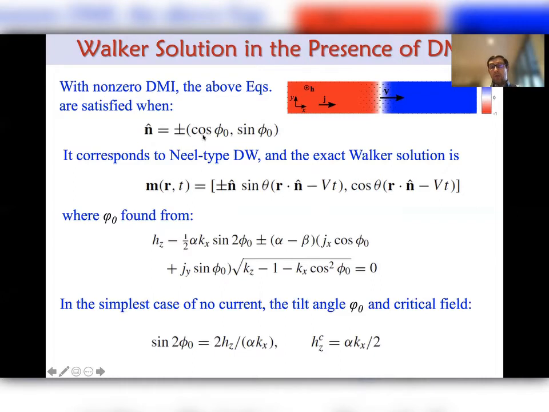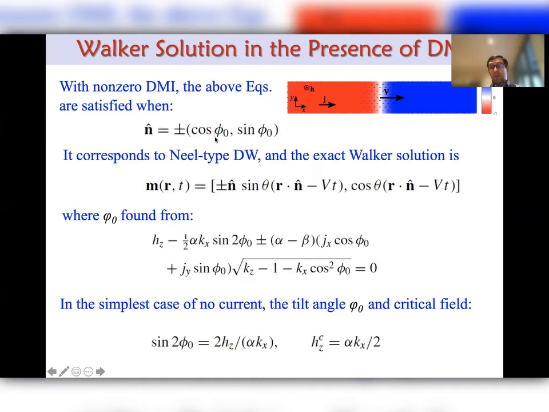And the exact analytical solution, this Walker solution, in the case of non-zero Dzyaloshinskii-Moriya interaction, will be given by the following expression. Here, in order to find the magnetization, we need to know this normal vector n, and we know it if we know what the angle phi naught is, and this angle phi naught can be found from the following equation.